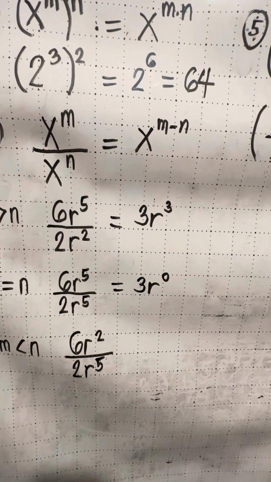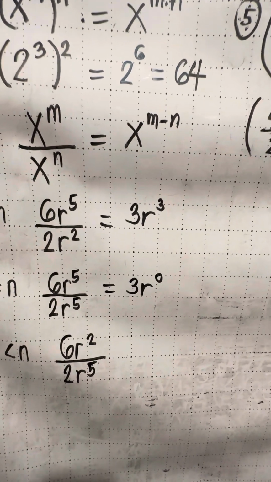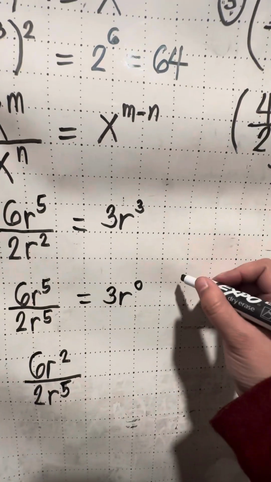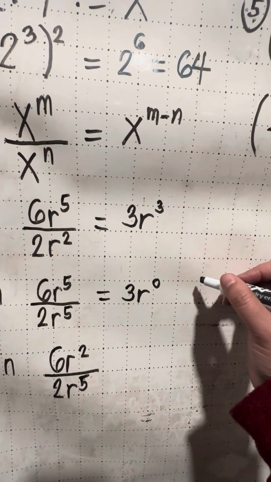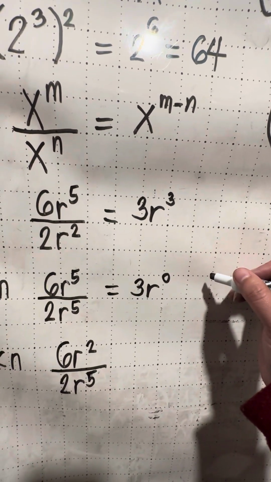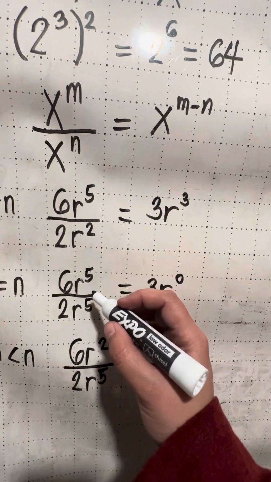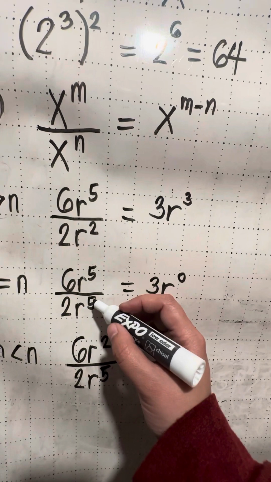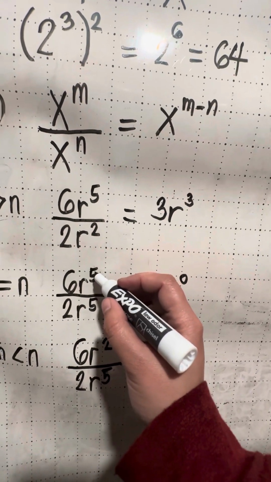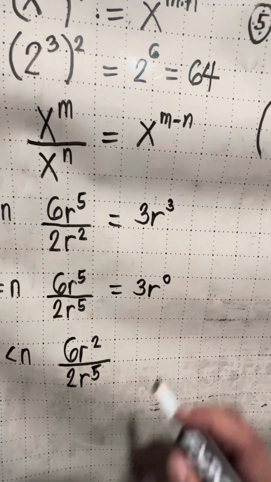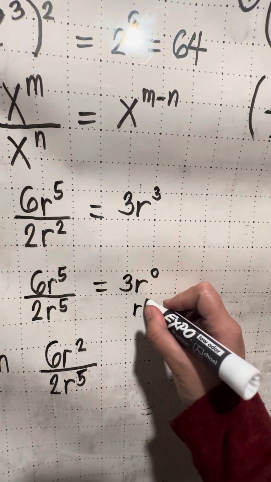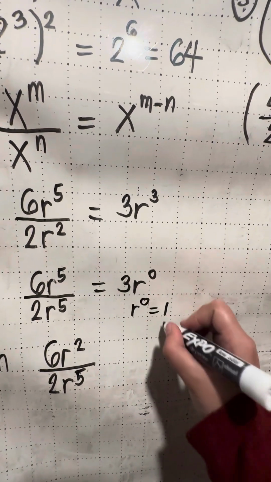So what will happen if you have a 0 exponent? It's the same as dividing 2 divided by 2. 2 divided by 2 is 1, right? And since r to the 5th power is being divided by r to the 5th power, you can simply divide them and the answer is 1. So that is why r to the 0 is 1.